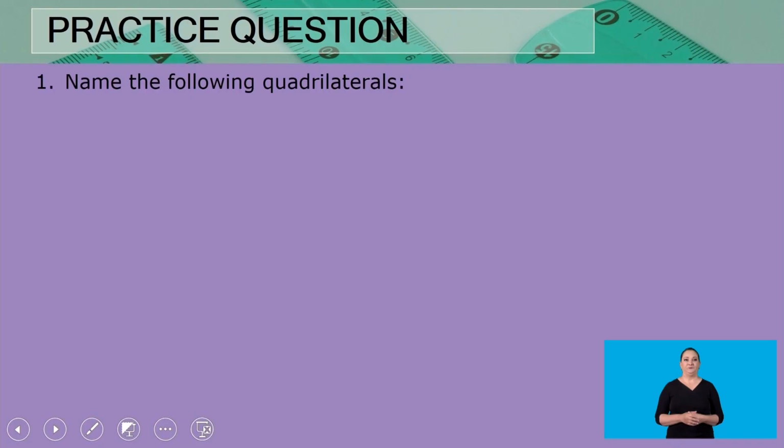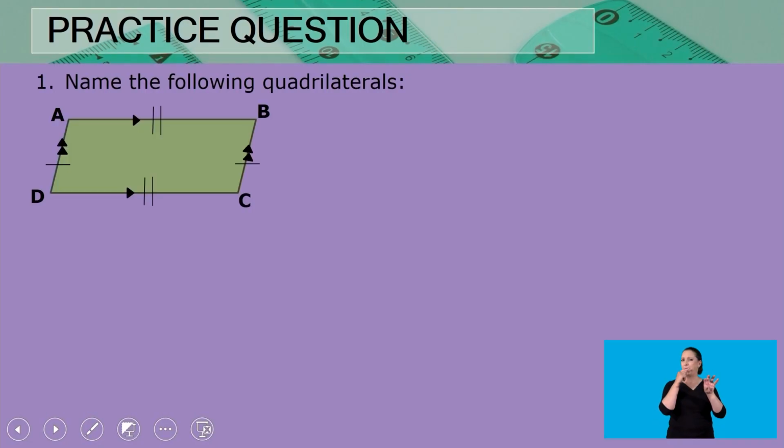Now, firstly, we are going to start with reminding ourselves of those quadrilaterals. So we're going to start with a question here where we are going to be required to name the following quadrilaterals. Now, how are we going to name these quadrilaterals? We are going to look at the properties, and then we are going to name the quadrilaterals looking at the properties.